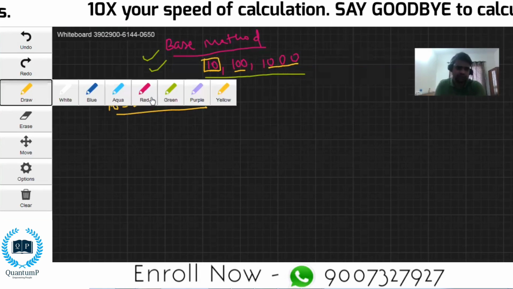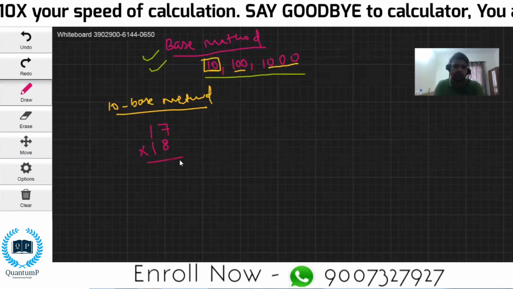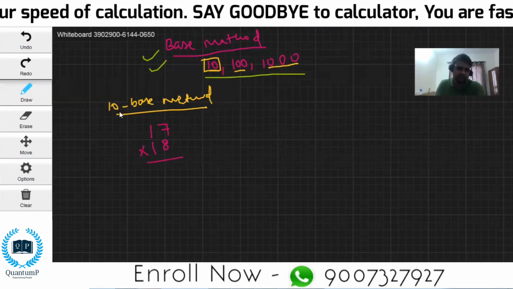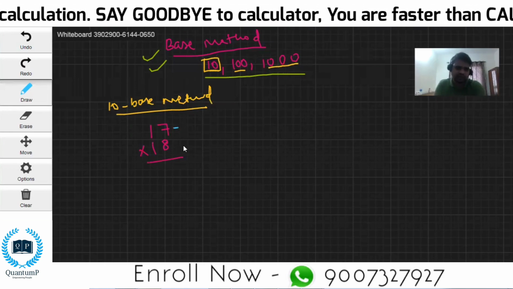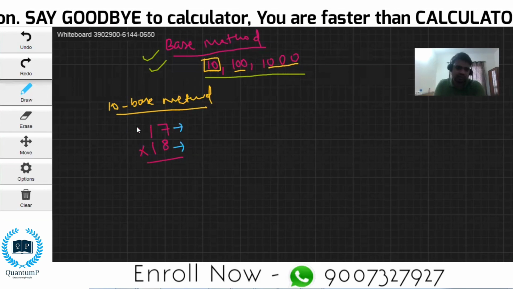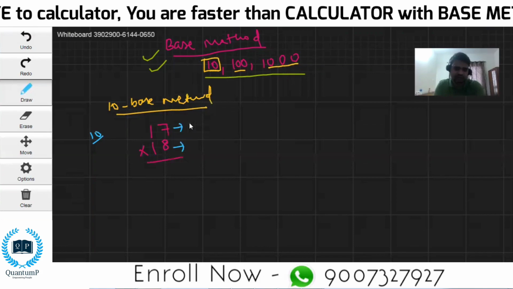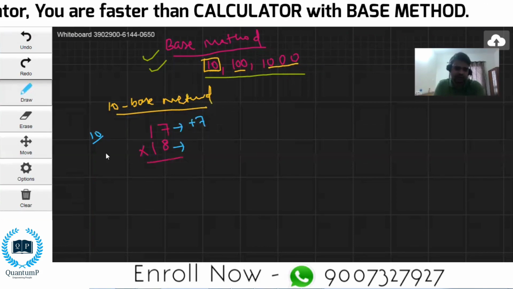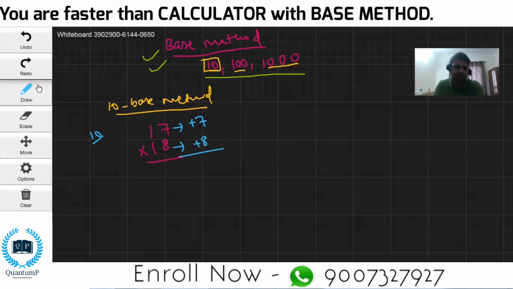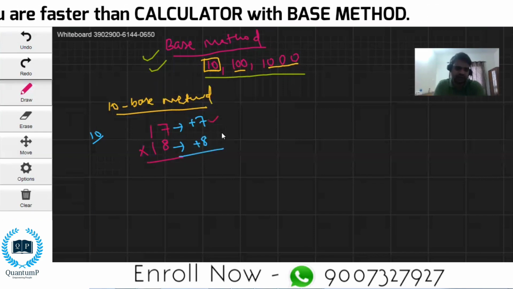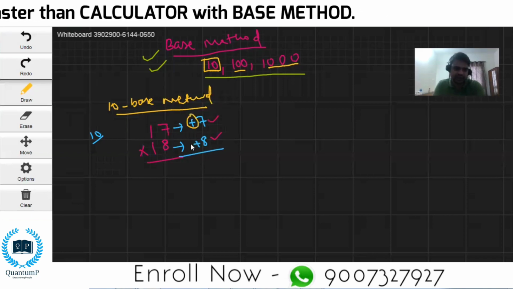Let's suppose you have to multiply 17 and 18. You see that these numbers are nearby 10, right? So what I'll do, I will compare these numbers with 10. 17 is more than 10 by how much? 7. 18 is more than 10 by how much? 8. So in front of 17 and 18 I'm writing 7 and 8, and along with that I'm writing the plus sign. Writing the plus sign is important.